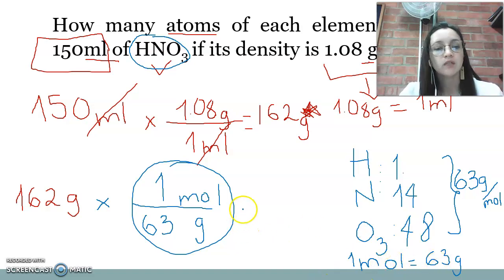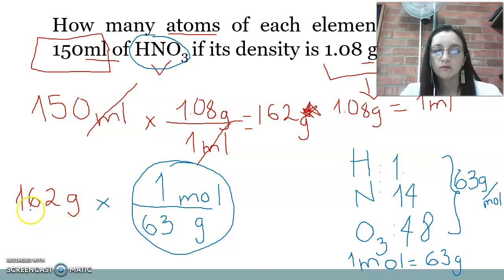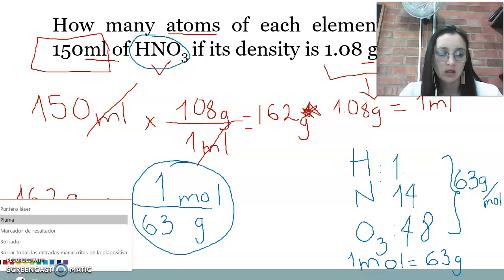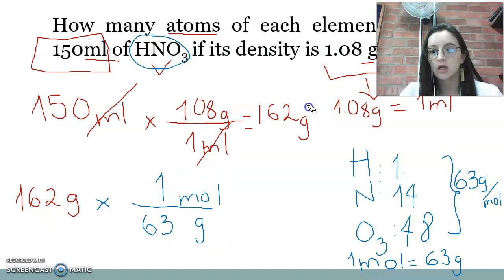Be careful, because I have seen students proposing things like 1 gram equals 63 moles, or 162 grams, and then they write in here 1 mole. Okay, so this is not correct, because 1 mole is not 162. 1 mole is what is coming from the molar mass, which is 63. So make sure that you always double check your conversion factors, your equalities, to check that they actually make sense. Same here with density. Make sure that you always double check them.